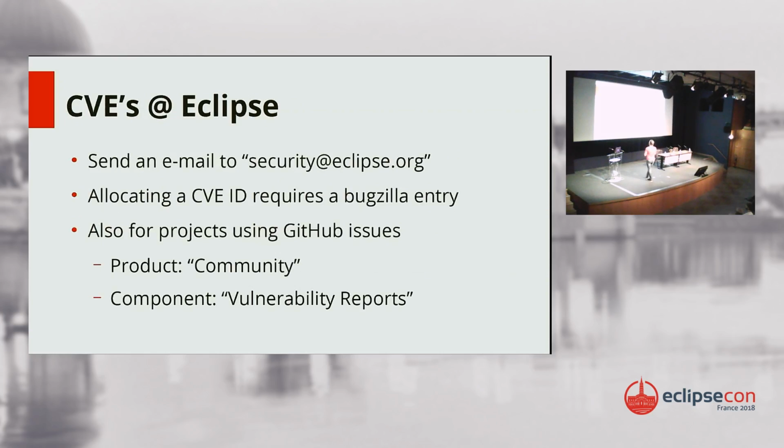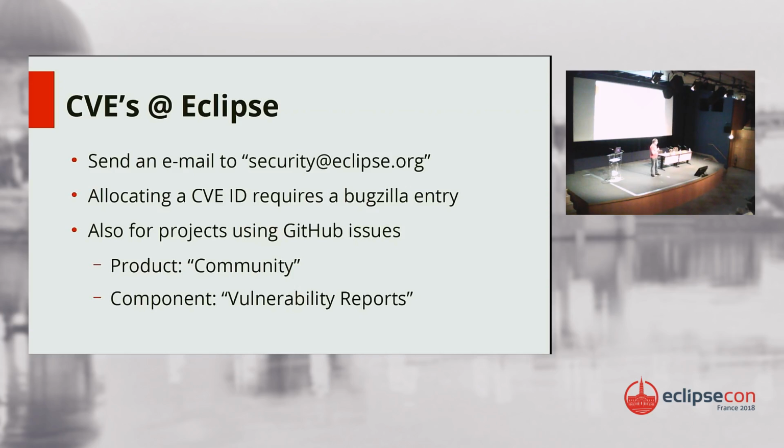So CVEs at Eclipse, how do we process that? You have to send an email to security@eclipse.org, mentioning that you would like to have one assigned. We can assign that using Bugzilla. We need a process to ensure that a CVE ID is not assigned in a duplicate way. So we use the Bugzilla alias for that, and if you're using GitHub issues, you still have to create an issue in Bugzilla. We can do that for you, but you can do that yourself. And we have the product Community, and the component Vulnerability Reports.